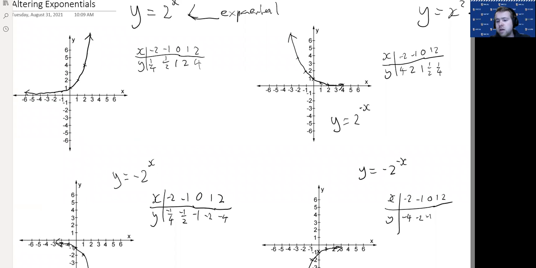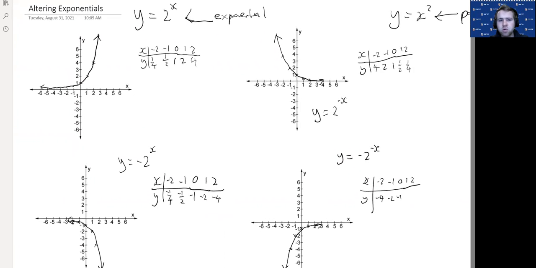Okay, so what we need to be able to do is notice the difference between timesing it by -1 out the front. Okay, so this one gives us a vertical flip. Okay, mirror image over the x-axis, so it's flipping vertically. And then this minus, okay, gives us a horizontal flip. It's flipping over the y-axis horizontally. Okay, that's what we need to remember about exponentials. All right.